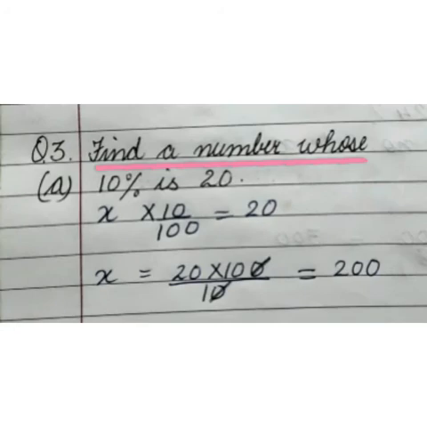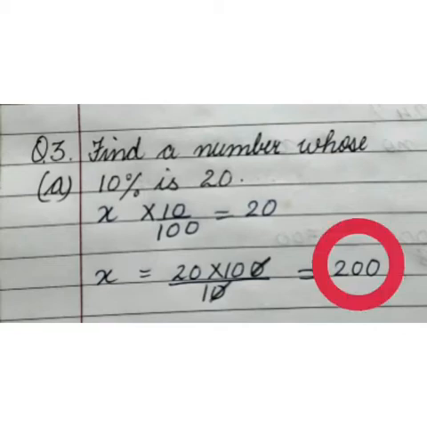Question 3. Find a number whose 10% is 20. So find a number, that means we are taking it as x multiplied by 10%, which means 10 upon 100, is the sign of equals to 20. Now the equation is x into 10 upon 100 is equals to 20. Now taking the 100 to the other side, it should be multiplied, and this 10 which is multiplied here, when taken to the other side, should be divided. X is equals to 20 into 100 upon 10. Cancelling the zeros, I am getting the answer as 200.